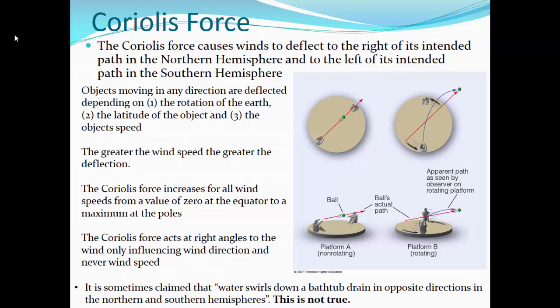So, the greater the wind speed, in the case of wind, the greater the deflection to the right in the northern hemisphere. And the Coriolis force increases for all wind speeds from a value of 0 at the equator to its maximum at the poles. And the Coriolis force acts at right angles to the wind, only influencing the wind direction, but never the wind speed. So if the wind is blowing due north, from south to north, it's a south wind blowing due north, the Coriolis force is acting at a right angle to the right, so it's pulling it to the east. So we'll want to pull that wind to the east.